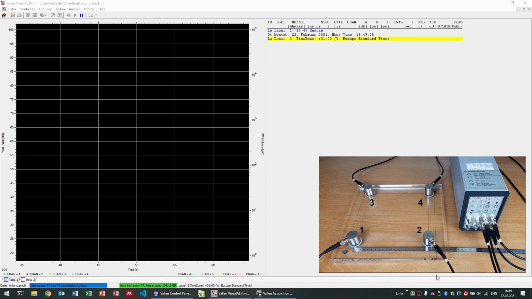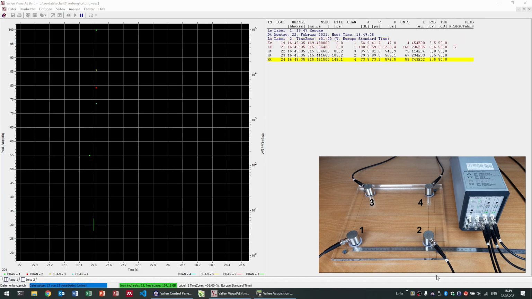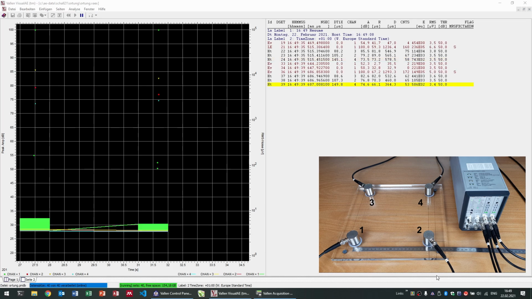For this purpose, pencil lead breaks are carried out on the axis of sensor 1 and 2. The wave propagation speed is determined from the arrival times, or rather the difference in arrival times, and the distance between the sensors.